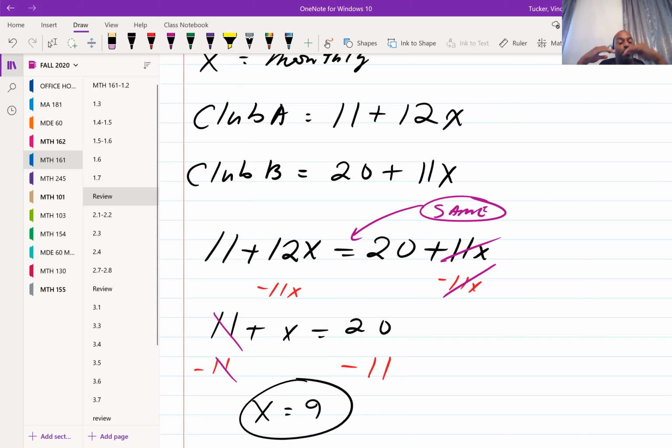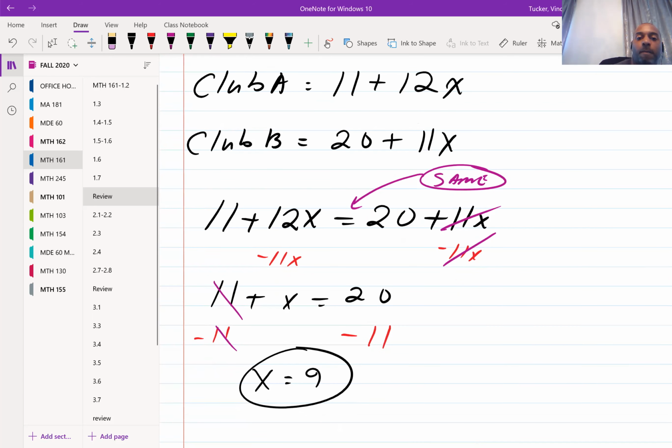So that basically says, okay, if I'm going to be in this club longer than 9 months, then I should do Club B, because even though I'm paying $20 initially, Club A is going to cost me more in the long run if I stay with the club longer than 9 months.